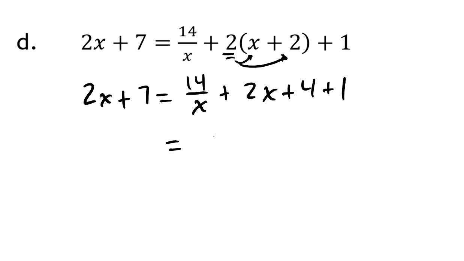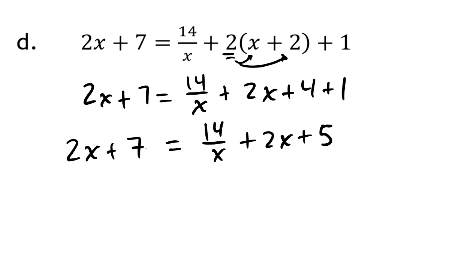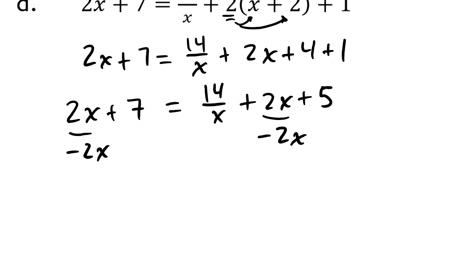And if I combine things on the right hand side, I've got 14 over x plus 2x plus the number 5. And over here I've got a 2x plus 7. Well, what's nice is I do see that both of these have a 2x, so I'm just going to subtract 2x from each side. And I am now looking at 7 equals 14 over x plus 5.